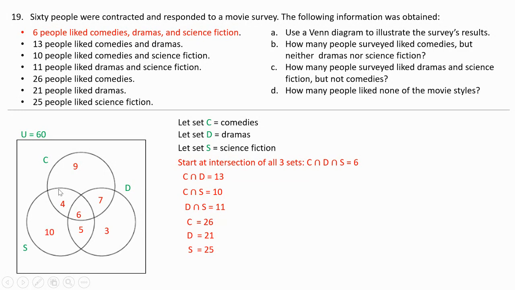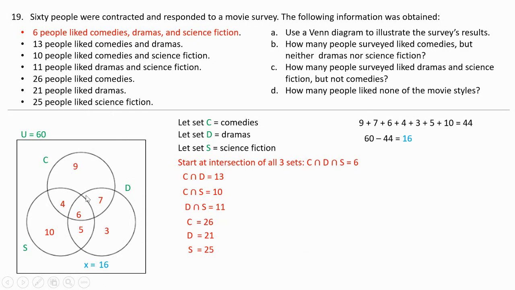Now what's missing is what's on the outside. What's in the universal set, but not in any of the sets. So we have to add all these and subtract it from 60 because there are 60 people total. So x equals 9 plus 7 plus 6 plus 4 plus 3 plus 5 plus 10. I'm adding all these numbers on the Venn diagram, which will give us 44. So 60 minus 44 is 16, so 16 will go on the outside. That's the answer for part A.